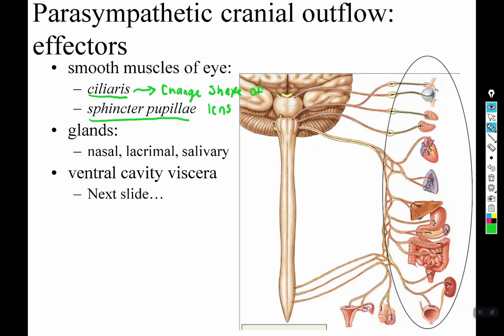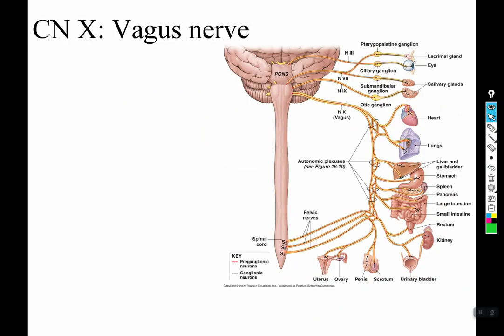The glands are your nasal glands, your lacrimal glands, and your salivary glands. So anything that makes a blood filtrate, primarily serous blood filtrate like saliva, but also with mucus components as well. So nasal and salivary glands also have mucus components. So anything like that is going to be innervated by the parasympathetic. And then the ventral cavity viscera are on the next slide.